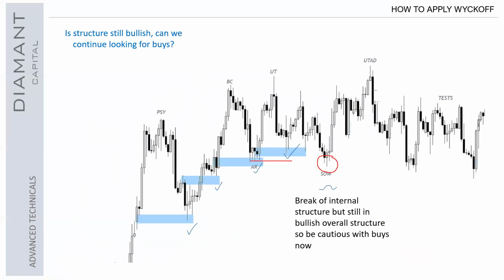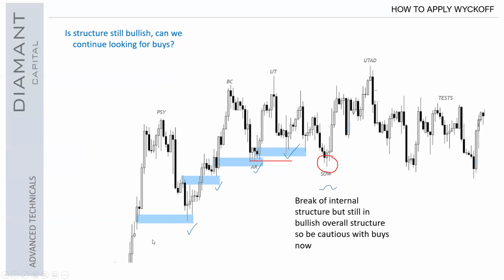Now, to address the first question, is structure still bullish? Can we still continue to look for buys? The way I like to mark out my charts is look at rejections. Look at how price kept on going up and what it was rejecting off. So we've got this reaction here, tick, reaction of that low time frame order block, reaction here, that breaker block. Then we had this move to the upside, the BC right to the top, came straight down to this point of interest. That was the automatic rally from the BC. Then we went up to the UT. Now we came straight back down to this point of interest.